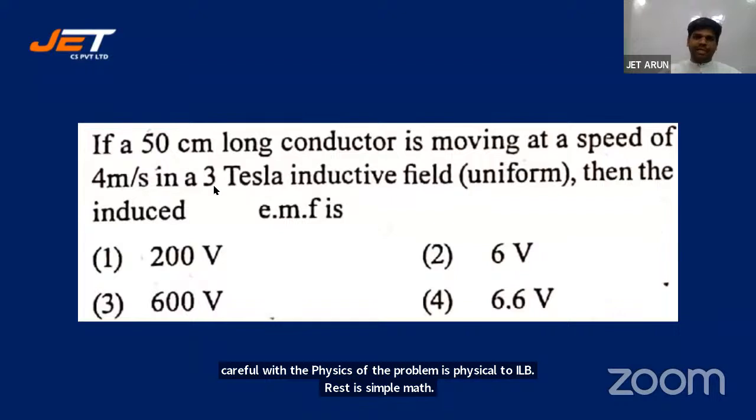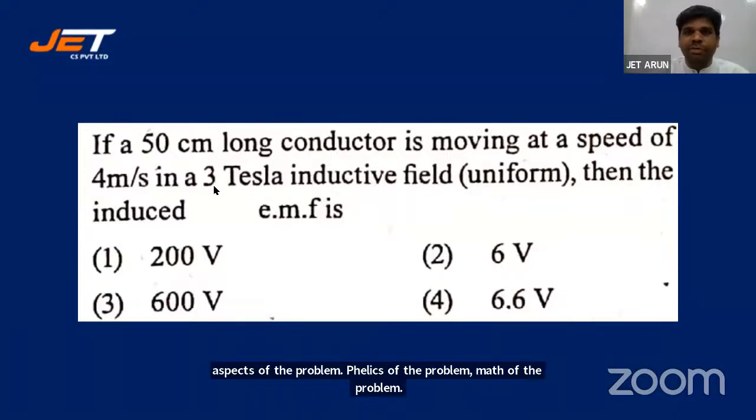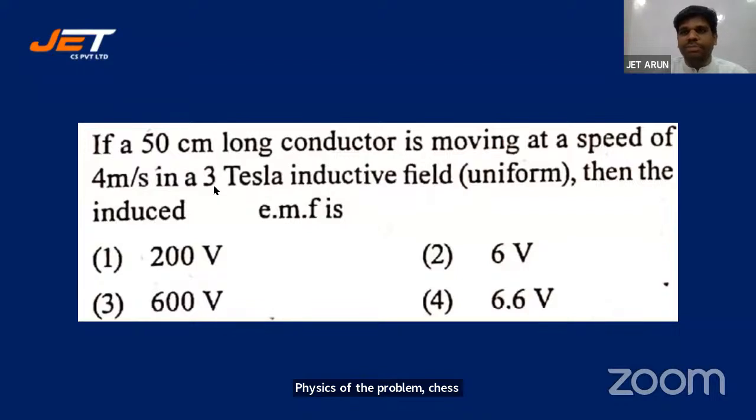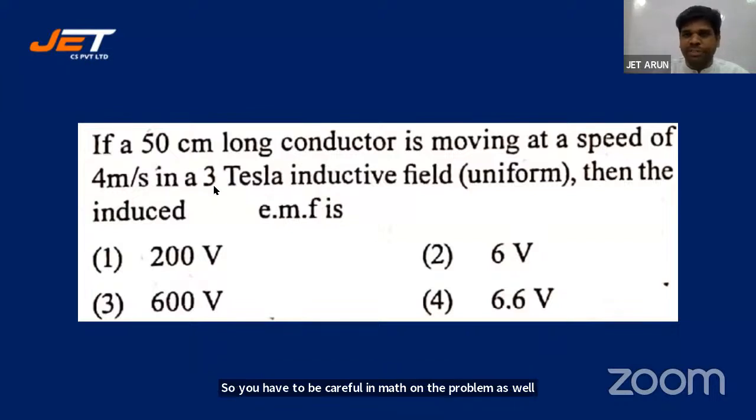As I always tell, there are 2 aspects of a problem: physics of the problem and math of the problem. Physics of the problem shows you're strong in physics. But if you go wrong in math, your whole answer would be wrong. So you have to be careful in math of the problem as well. But if physics of the problem is right, I really appreciate that. Physics knowledge you have got.